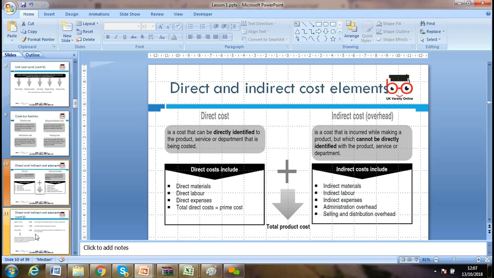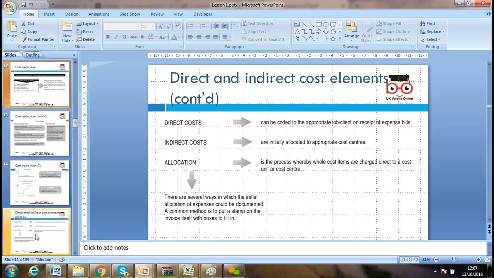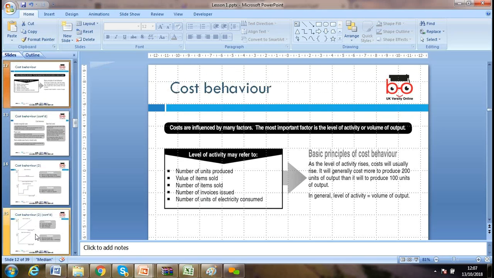So when we add direct and indirect, both is called product cost. How much is it costing me as a product? So direct cost, indirect cost, and allocation. Indirect cost, we can allocate it according to area, according to the value, the machine, according to the usage. So different bases of allocation.